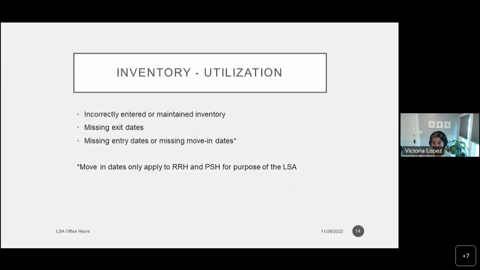All right, another big thing with inventory, utilization. What impacts utilization are incorrectly entered or maintained inventory. So inventory counts should be accurately recorded within the last week of each of the months of January, April, July, and October, and that is to satisfy APR and LSA inventory accuracy.